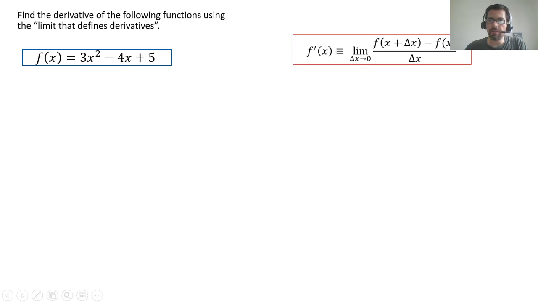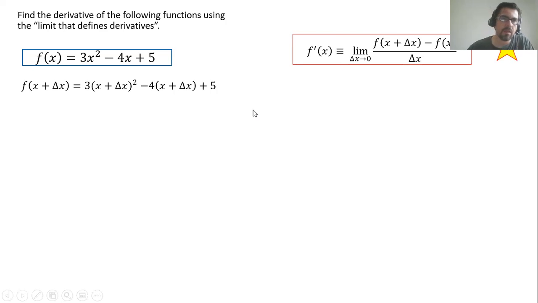And this is the definition of a derivative using limits. It's called the difference quotient. It says f prime of x is defined as the limit as delta x approaches zero of the function at x plus delta x minus f of x, the original function, all over delta x. This is very, very important. It's always good to remember that.